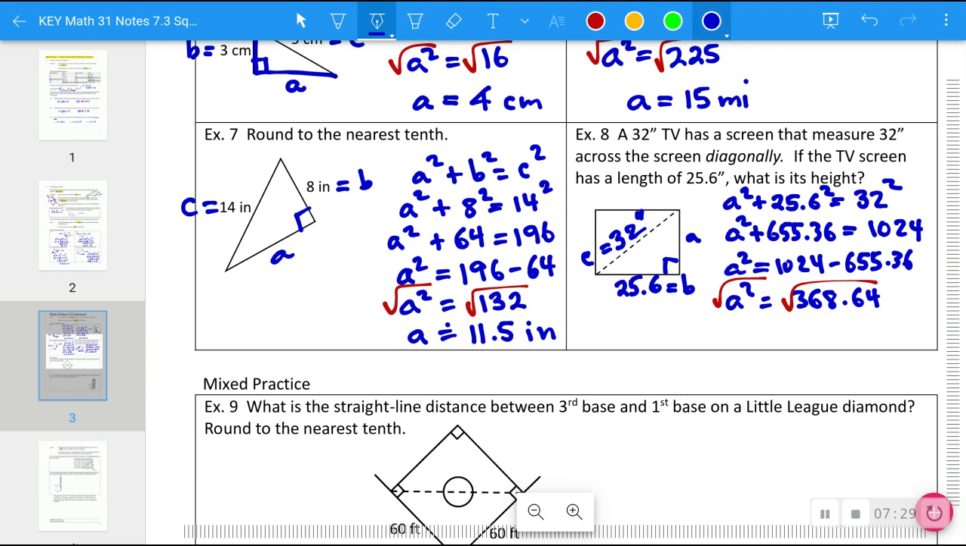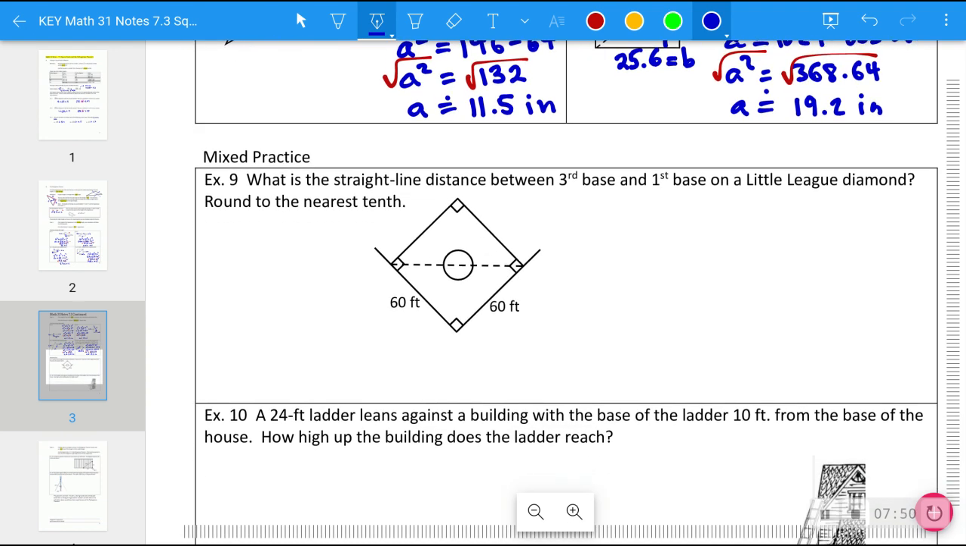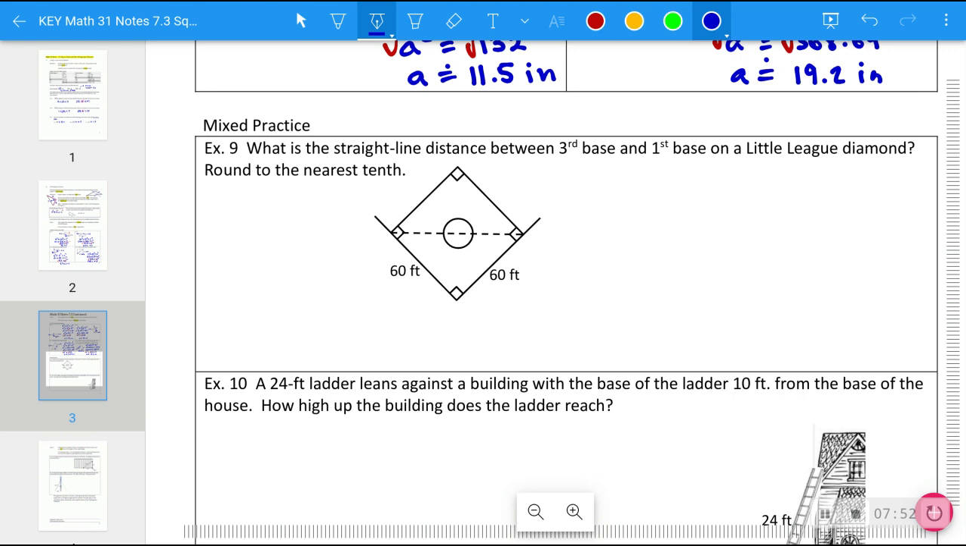And the square root of A squared is just A. We'll have to round over here. It's going to be approximately 19.2. 19.2 inches. That's the width of that television screen. Okay, looks like we got a couple more problems here. And then a full another page.